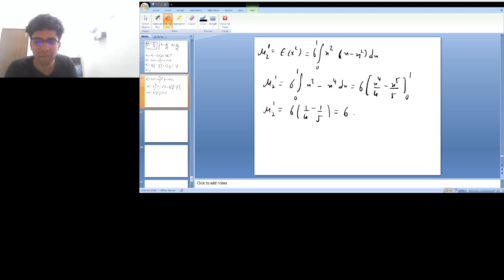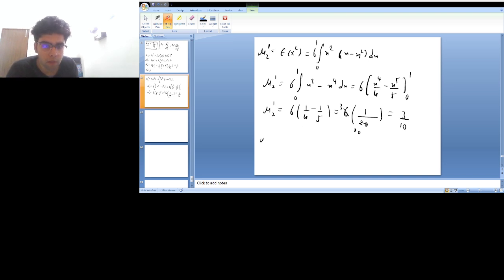So this is 6 times x to the power 4 upon 4 minus x to the power 5 upon 5, from 0 to 1. 6 into 1 upon 4 minus 1 upon 5. 6 into, 5 minus 4, 1 upon 20. So this gives me, hope I didn't make any error. So this is x cubed minus x to the power 4, yes. 2 3s are 6, 2 10s are 20, so this is 3 upon 10.